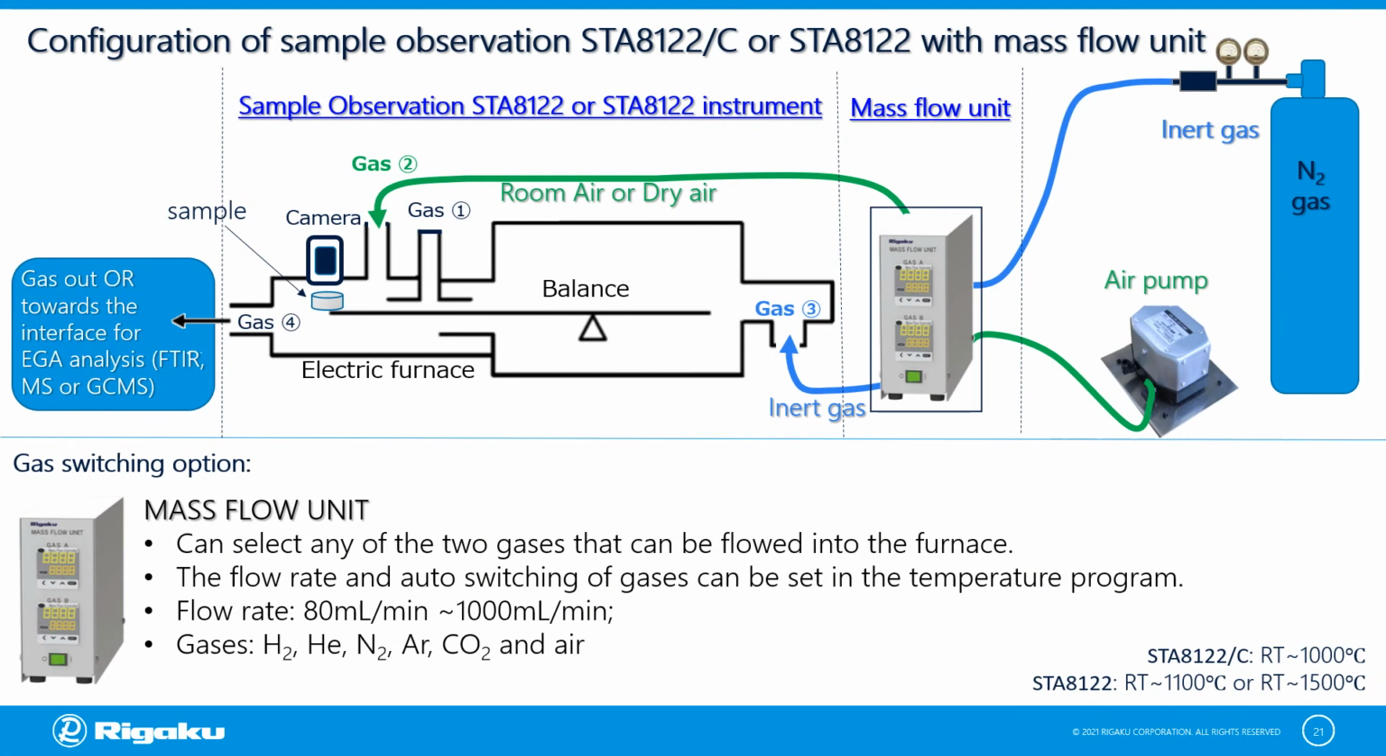This slide shows the configuration of the sample observation STA attached with a mass flow unit during the measurement of coal. The mass flow unit is used in measurements when gases are switched automatically from inert gas atmosphere to air atmosphere. Here, the user can set the flow rate and the timing of automatic gas switching in the temperature program.